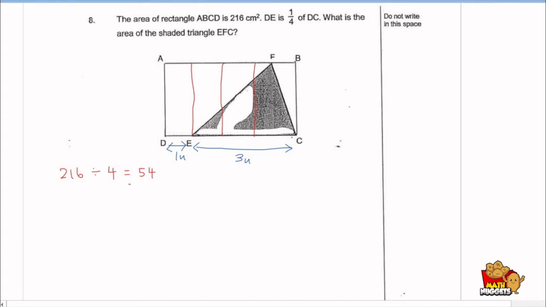Now, this triangle is taking up 3 rectangle space. So I will take 54 times 3 because the base is 3 of the smaller rectangles. So 162. So the shaded triangle would be half of this portion here. So I found the area here, the yellow rectangle, to be 162.